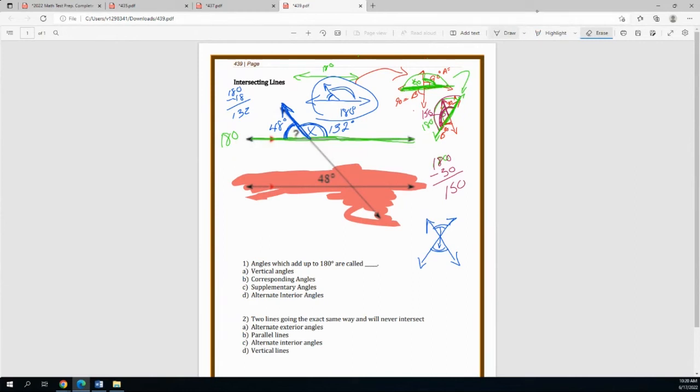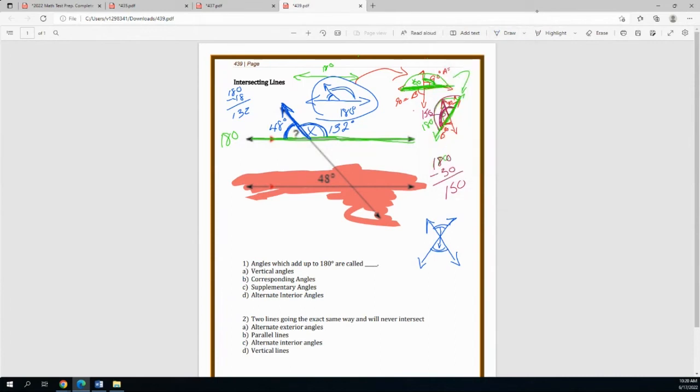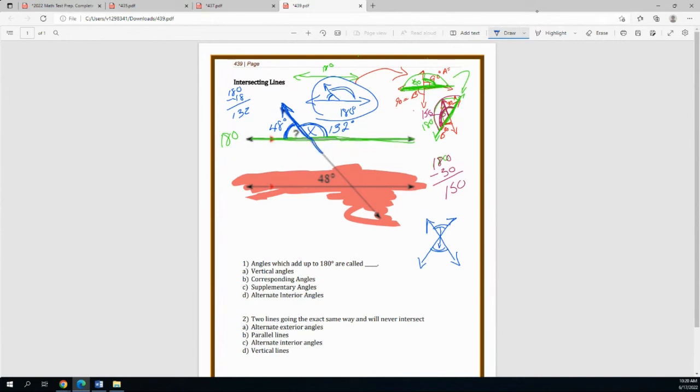Hold on a second here. Get my drawing pen. Come on, drawing color. Here we go. And I want to extend this out. Here we go. I want to extend my line this way.